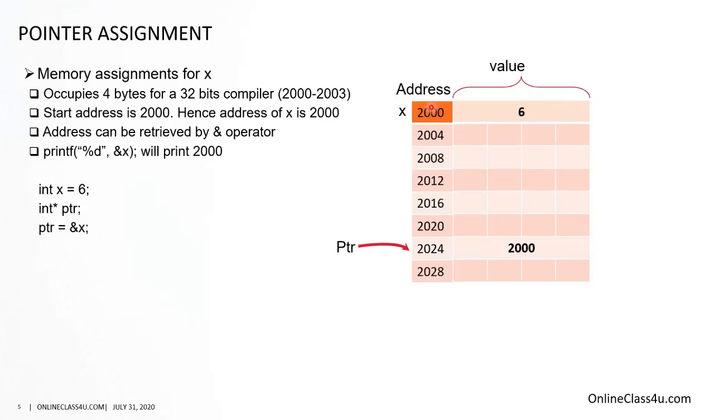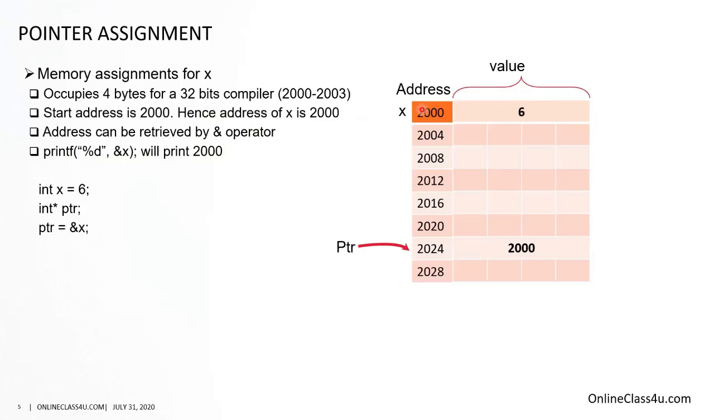Now in C programming, how do I assign 6 to variable x? It's simple: int x equal to 6. So 6 will be assigned to x now. What is the memory location of x? This is 2000. So in C, how do I print the memory location? There is an operator called the ampersand operator. If you place it in front of any variable and print it, you will get the address of the variable. So printf of ampersand x will be 2000. Okay, so far we understood nicely.